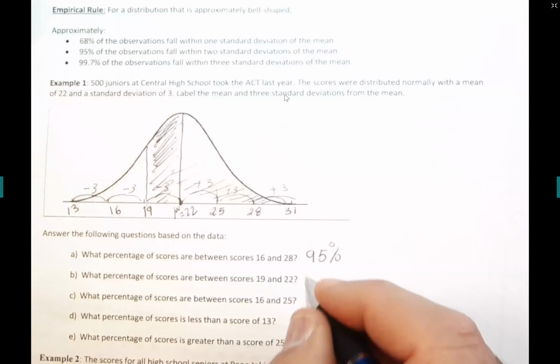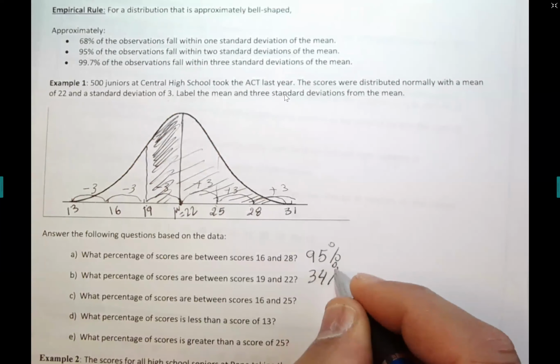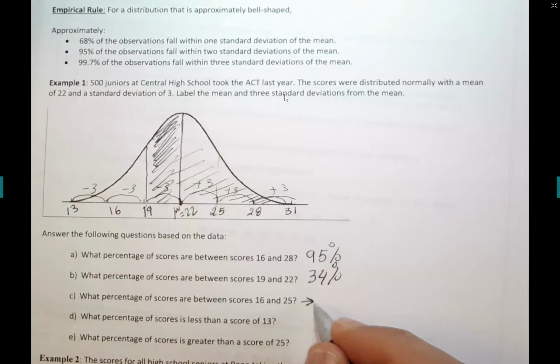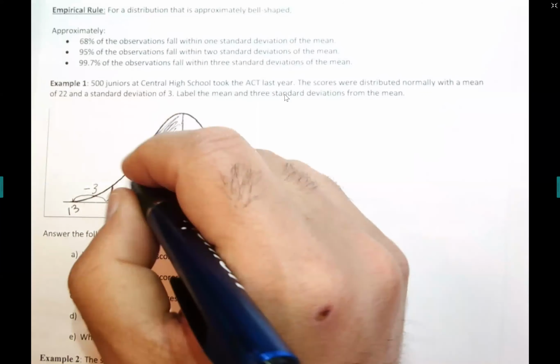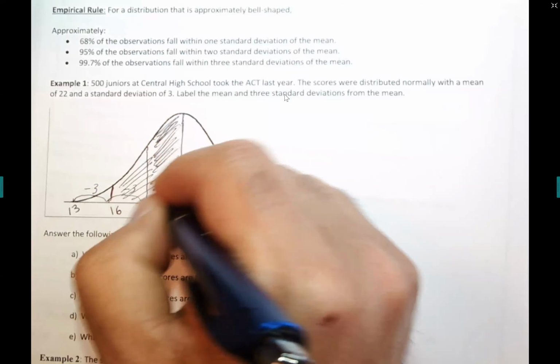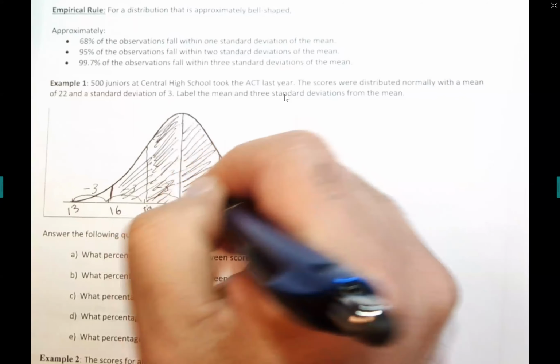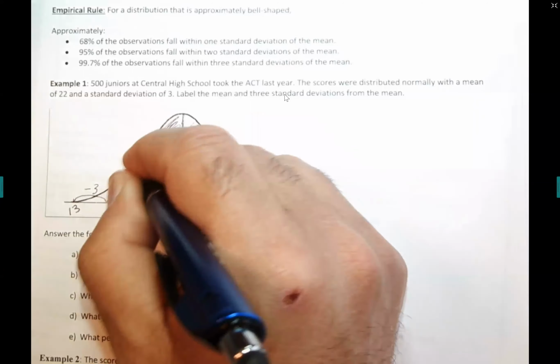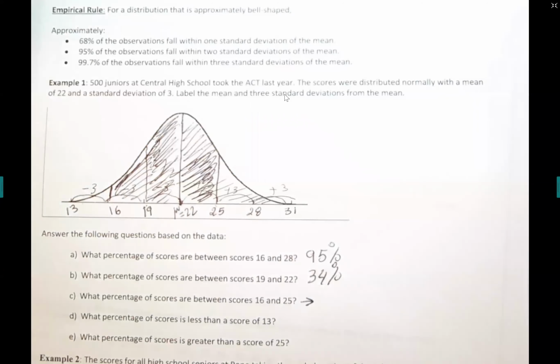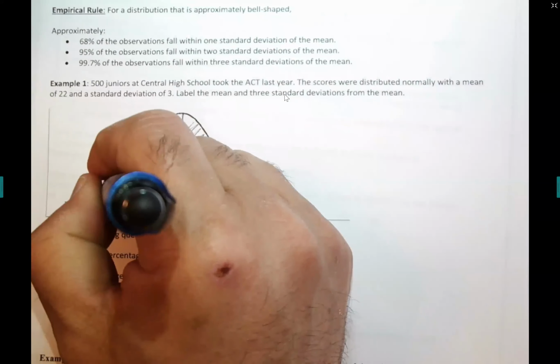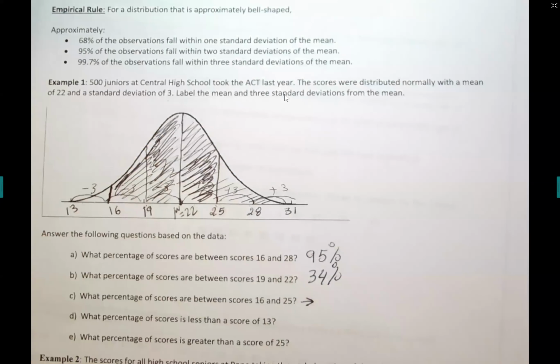I agree. Okay, let's do one more. This is going to be the harder one. Between 16 and 25. 81.5. That's 81.5% of the data, but let me explain why. Definitely you're asking, how do we know? Okay, let me show you.